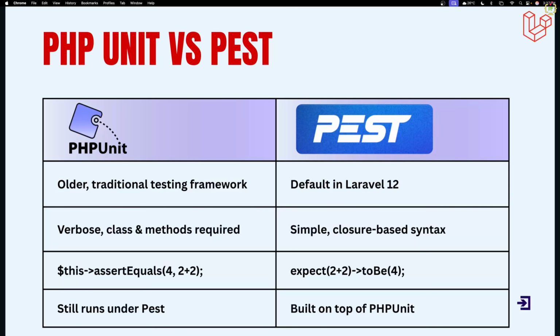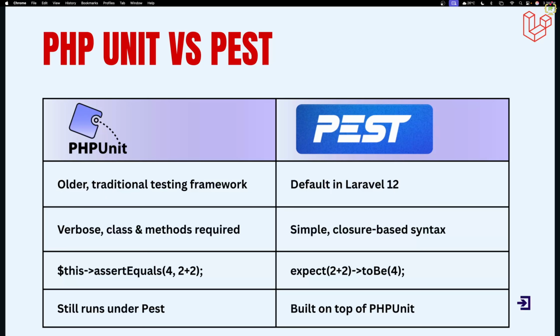So from Laravel 10 onwards, and yes, in Laravel 12 too, Pest is the default testing framework. That does not mean PHPUnit is gone, but Pest is still built on top of PHPUnit. So everything PHPUnit could do is still possible using Pest. In fact, Pest simply gives us a better developer experience than PHPUnit.